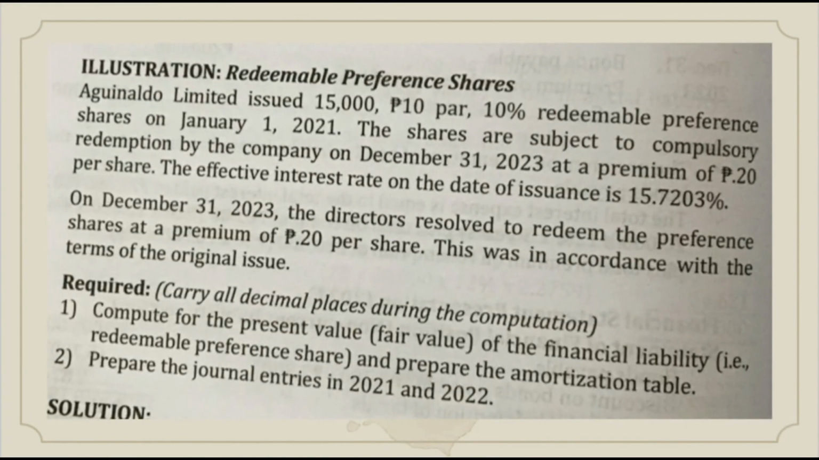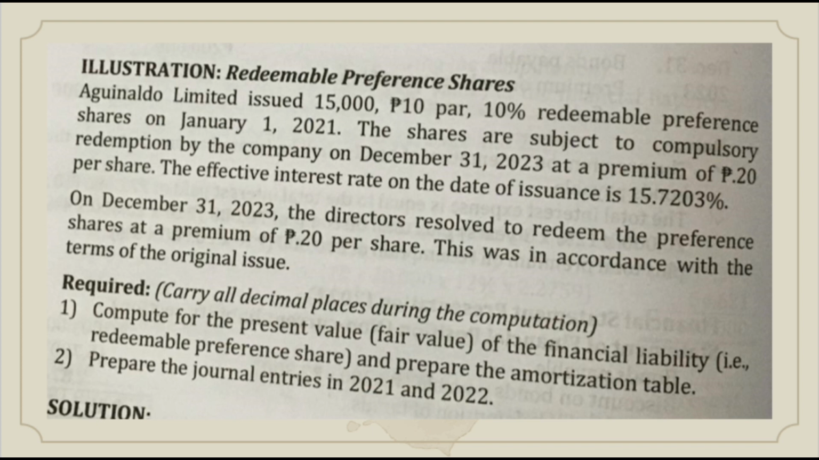So Aguinaldo Limited issued 15,010 pesos per 10% redeemable preference shares on January 1, 2021. The shares are subject to compulsory redemption by the company on December 31, 2023 at a premium of 0.20 pesos per share. The effective interest rate on the date of issuance is 15.7203%.